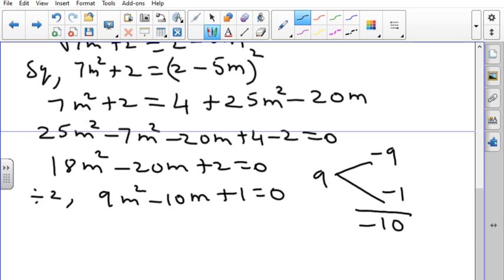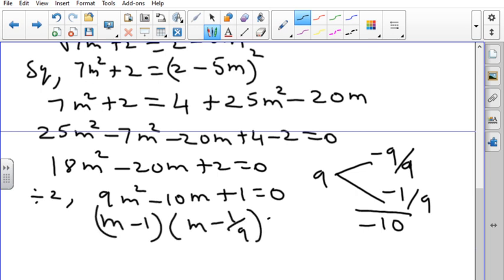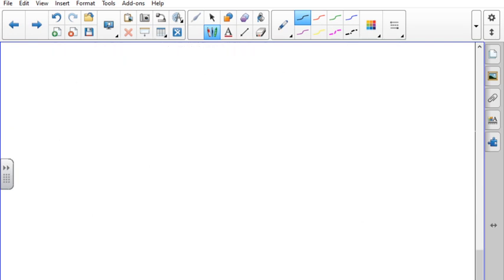So here we are having 9 as a coefficient of m square, so divided by 9. It gives us m minus 1 into m minus 1 by 9 is equal to 0. So from this we get m is equal to 1 and m is equal to 1 by 9. So now we have to find the equation of the tangents. So consider the two values.